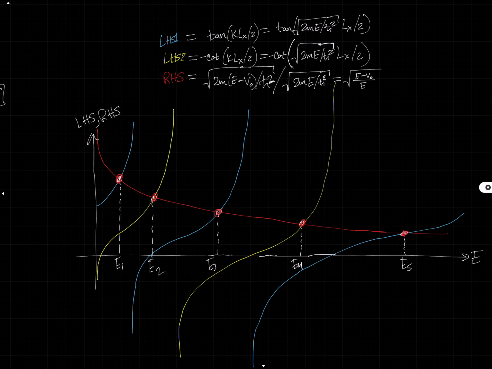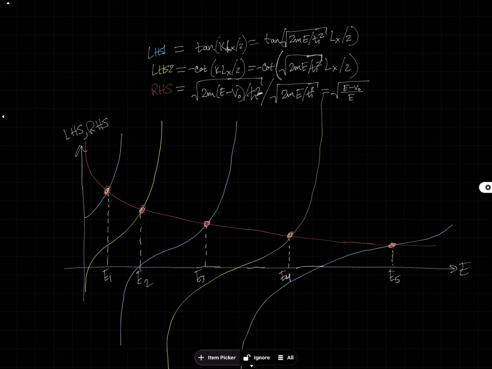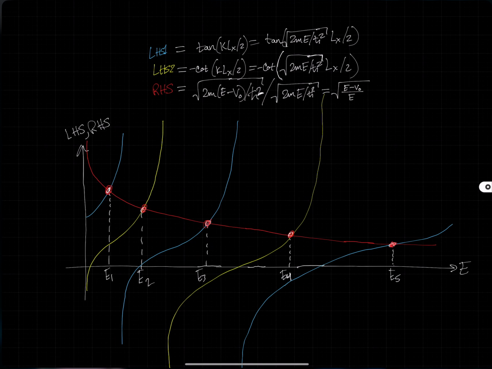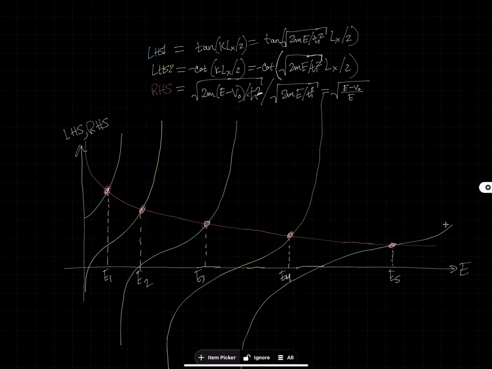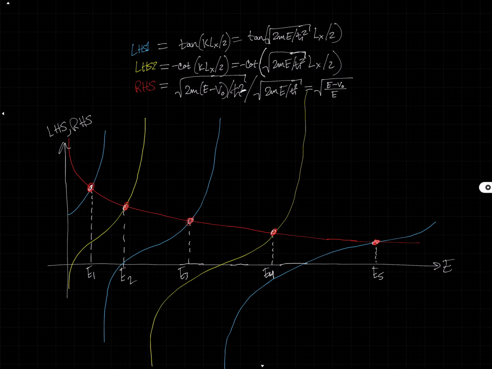So if we take the left-hand side of the equation, tangent of k Lx over 2, and we plot this out for all of E, we get these functions. You have this blue line here, another blue line here, and this other blue line here, okay? You can expand this to make it obvious. You essentially plug this into something like Mathematica or MATLAB, and you get a function that looks very similar to this. I tried to draw it roughly, but it's not exact.